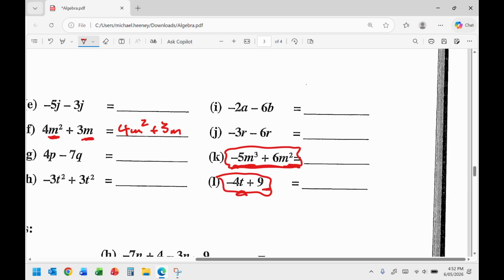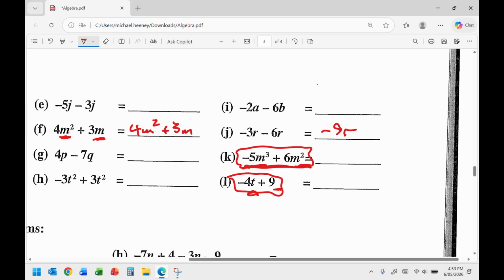J, we can. We started with minus 3r. We took away 6r. That will put us at minus 9r. And I above can't do anything because the a is different from the b. So it's just minus 2a minus 6b. Leave it alone.